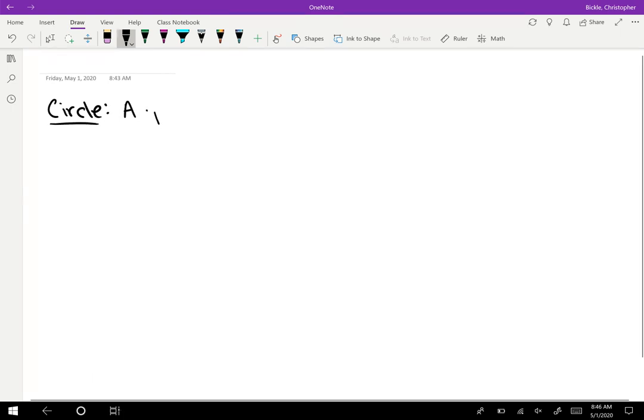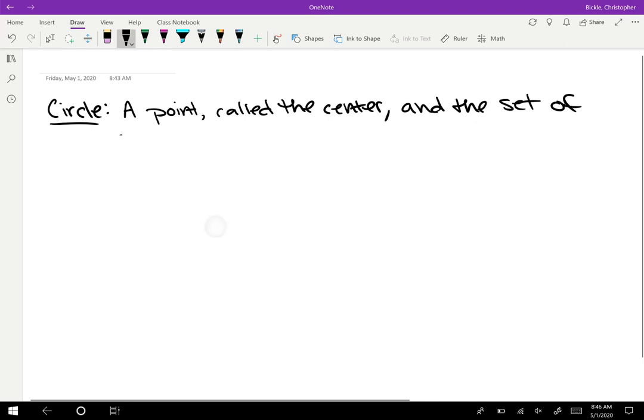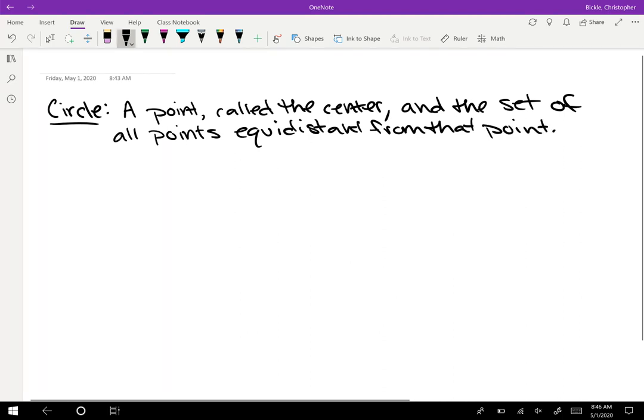A circle is a point called the center, and the set of all points equidistant from that point. We'll talk about what equidistant means in just a second. So it's a point called the center and the set of all points that are equal distances from that point. When I say equidistant, it means that every point has to be an equal distance away. That distance is called the radius.